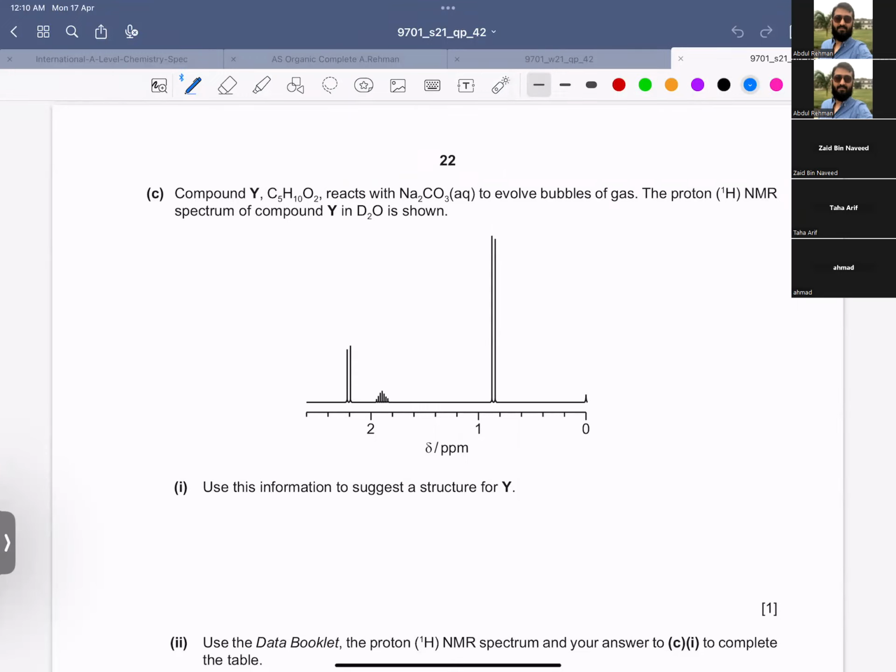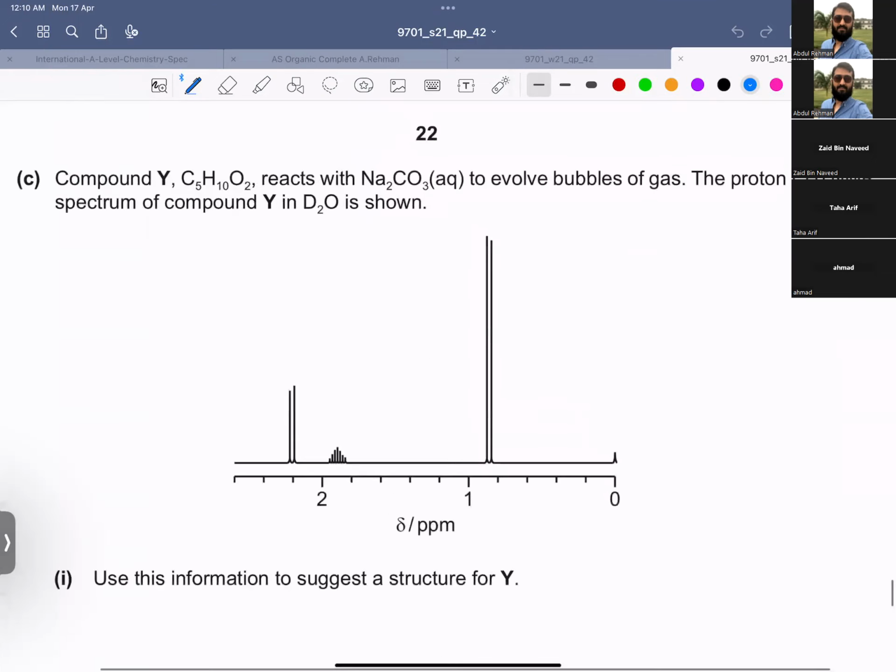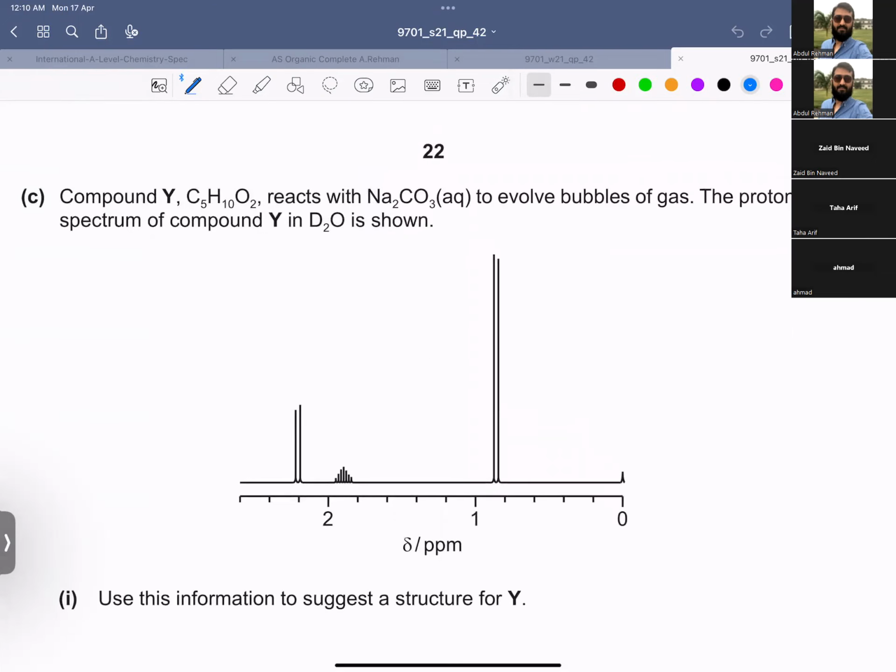We have to start this part. Compound Y, the molecular formula C5H10O2, reacts with sodium carbonate to evolve bubbles of a gas. It means that this compound has a carboxylic acid functional group in it, because out of all the organic functional groups, only the carboxylic acid is the one which reacts with sodium carbonate.